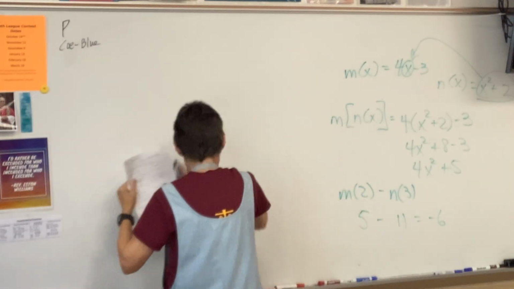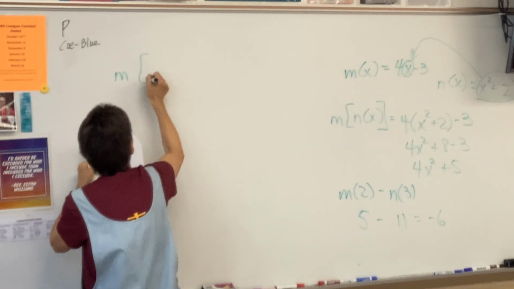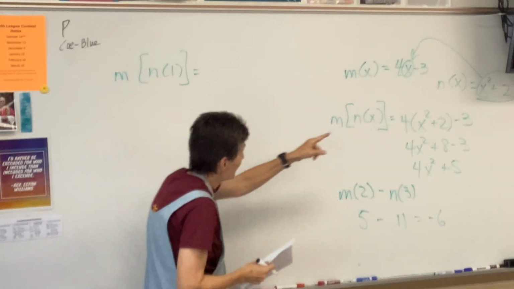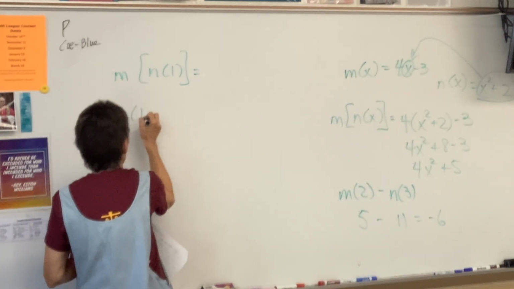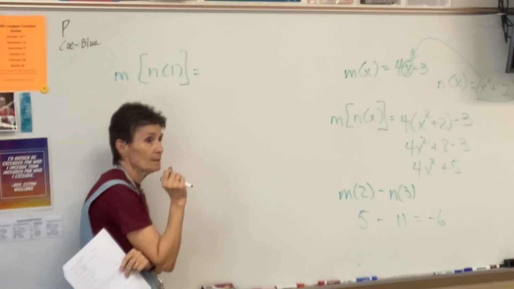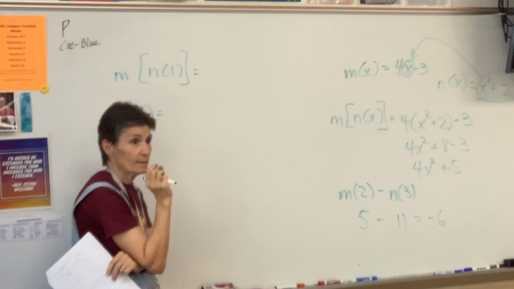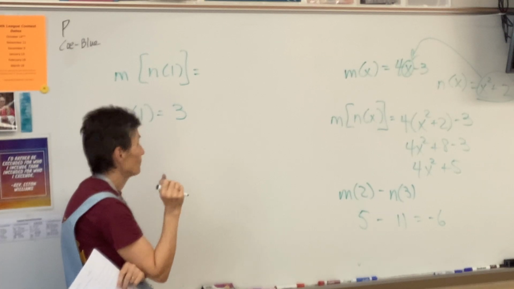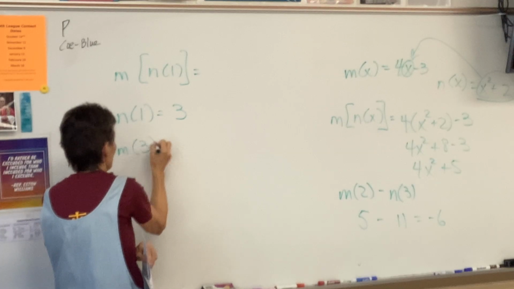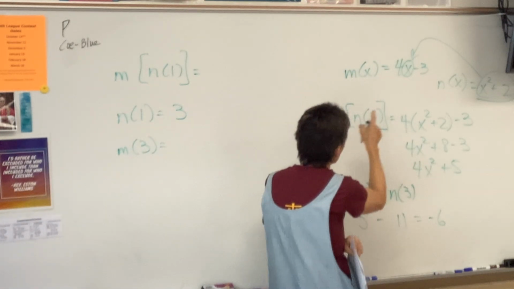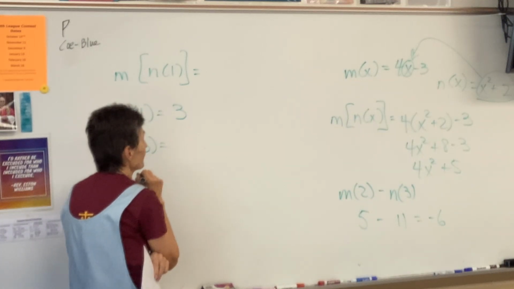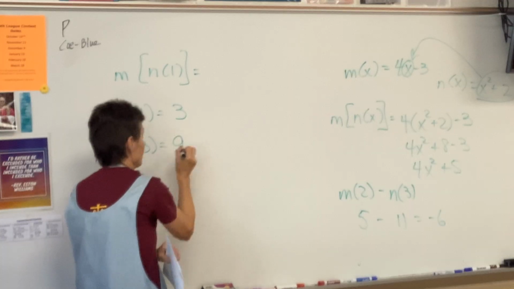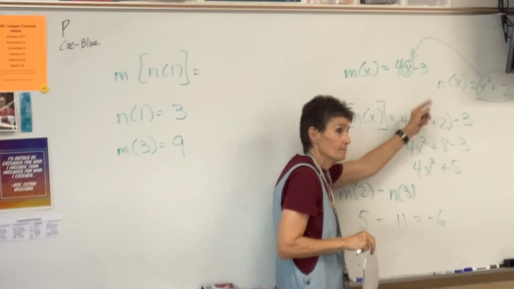What does C mean? What do I do here? Plug 1 into n. So what do I get when I plug 1 into n? What's 1 squared? 1 plus 2 is 3. And then what do I do? Take the 3 and put it into m, which would give me what? I got 3. Nice, you're wrong. 12 minus 9. You put 3 right here. 4 times 3 minus 3.